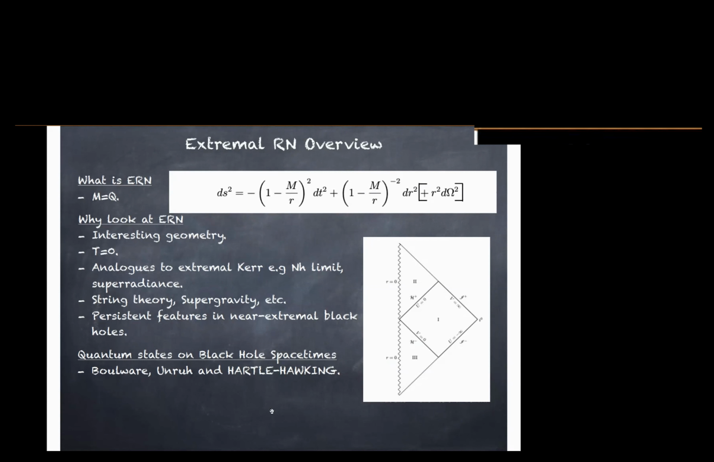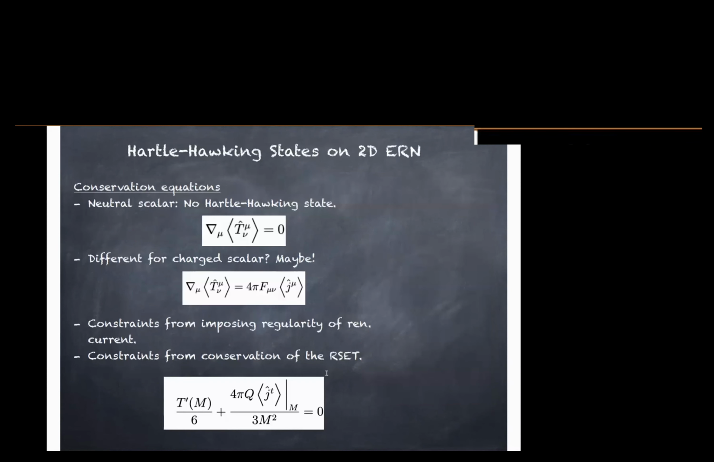So for 2D extremal Reissner-Nordström, it's static. It's also regular throughout the space-time, in particular over the event horizons. It's also worth mentioning Boulware, which will come up a bit. That is not regular over the event horizons and is empty at plus or minus infinity. So we're interested to know whether a Hartle-Hawking state can exist on this particular space-time.